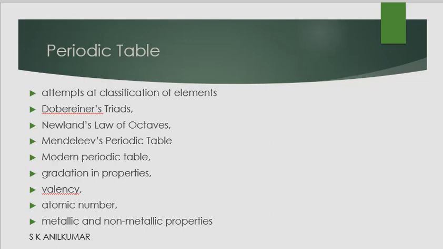Now we know all the materials around us can be classified as matter if they occupy space and if they have mass. Such materials are also classified as elements, compounds and mixtures.